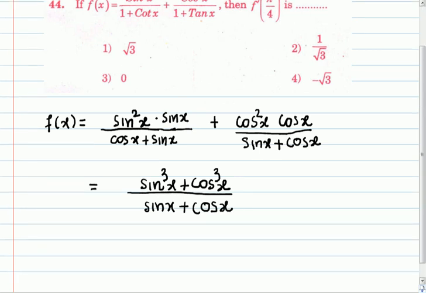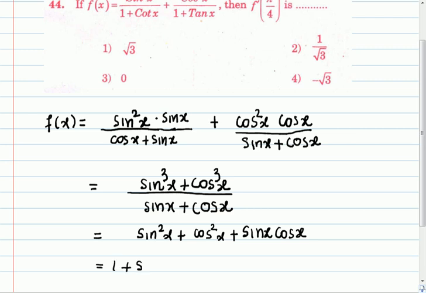Now this you have to solve it using a cube plus b cube. What is a cube plus b cube? If you remember that, a plus b into a square minus ab plus b square. Hence what I'll be getting is sin square x plus cos square x minus sin x into cos x, whereas denominator sin x plus cos x, numerator sin x plus cos x get cancelled. So what remains is only 1 minus sin x into cos x.